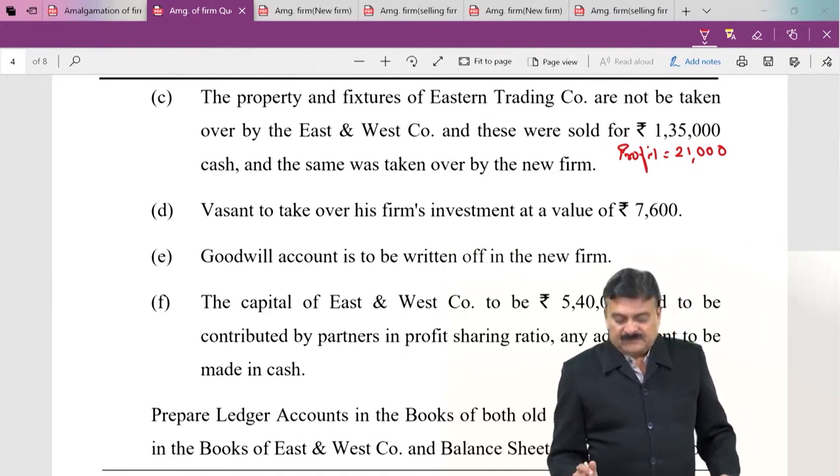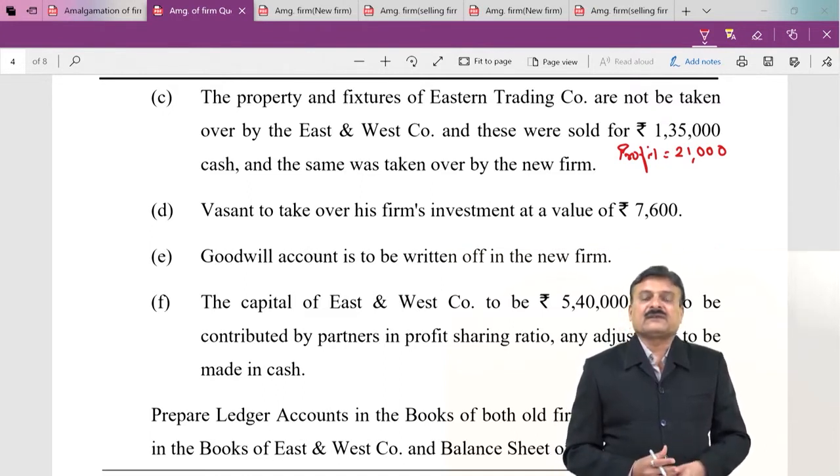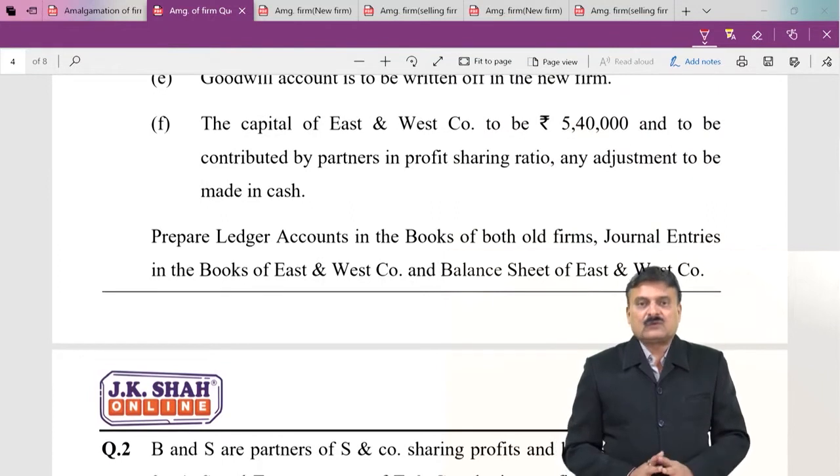The capital of East and West Company should be 5,40,000. So, new firm's capital will be 5,40,000 and to be contributed by partners in their profit sharing ratio. Any adjustment to be made in cash. Prepare ledger accounts in books of both old firms. Journal entries in books of East and West Company, that is a new firm, and balance sheet of East and West Company.